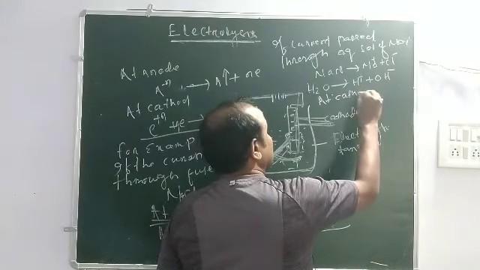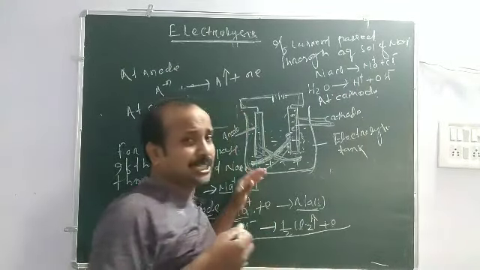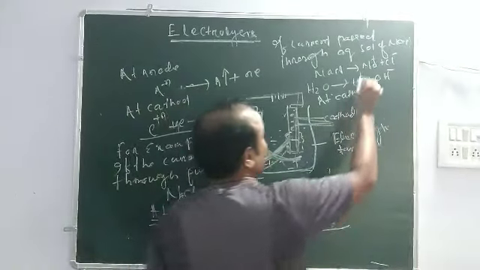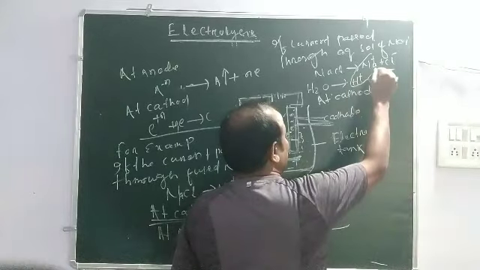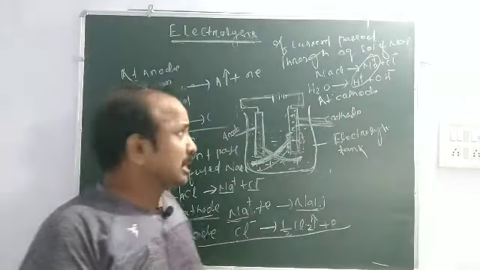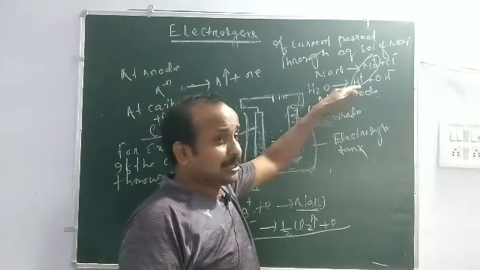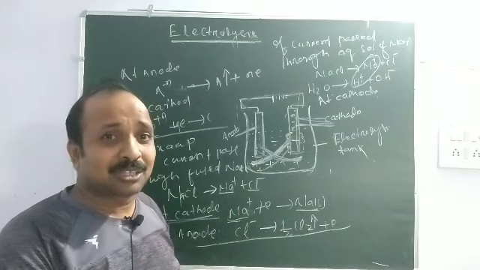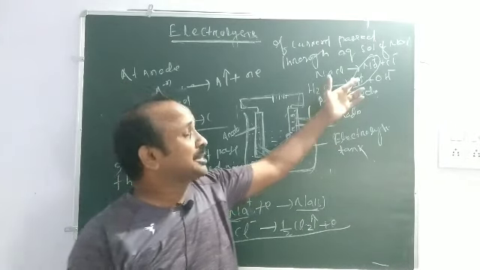So at the cathode, you know the positively charged ion moves toward the cathode. Here are two positive ions, Na+ and H+. Then the question arises: which one goes to the cathode? Here are the two competitors.